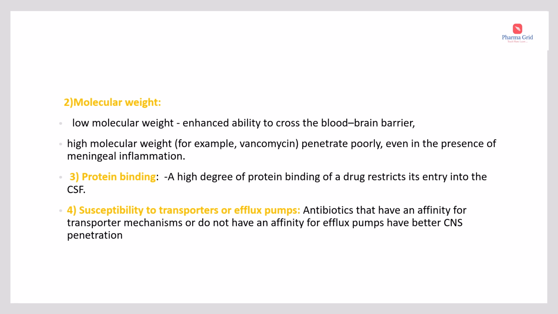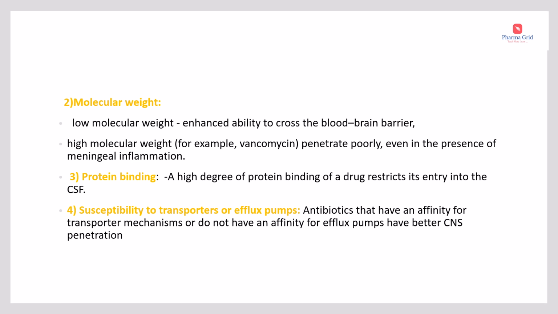Next one is the protein binding. We have already seen absorption, distribution, metabolism and elimination in the pharmacokinetics chapter. A high degree of protein binding of a drug restricts its entry into the cerebrospinal fluid. This is the case if a drug is highly bound to the plasma protein. If it is highly bound, there is some restriction to entry into the cerebrospinal fluid. It cannot be easily detached from the protein and get entry into the cerebrospinal fluid. So if a particular antimicrobial drug has high protein binding, such drugs will have restricted or slow entry into the cerebrospinal fluid.